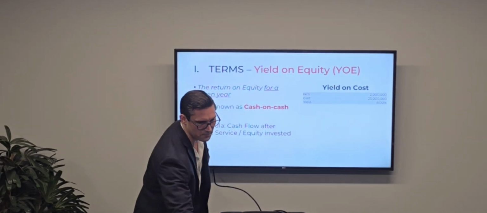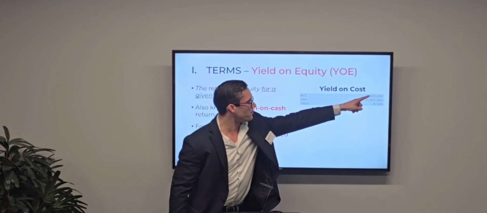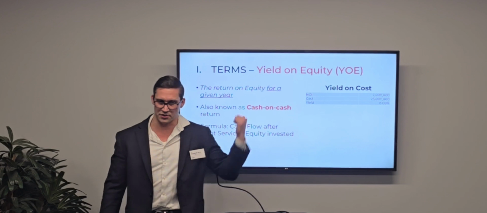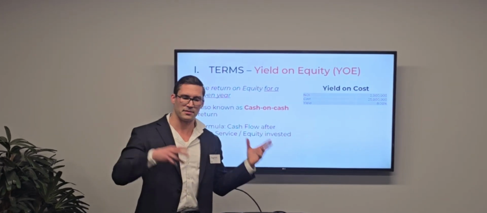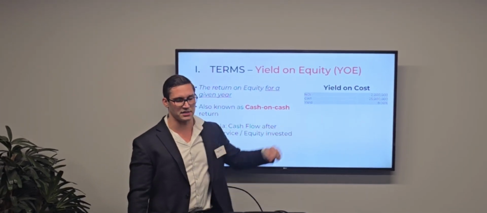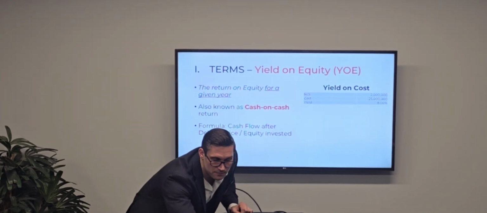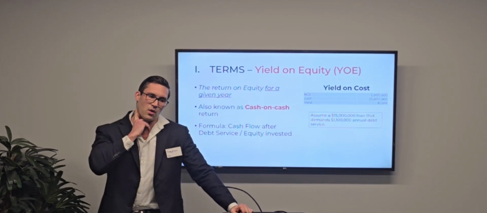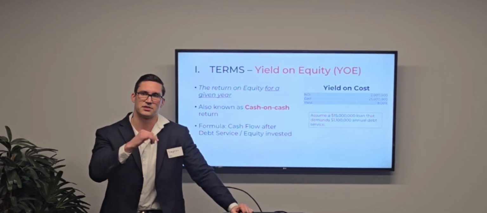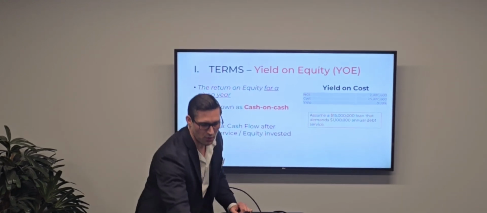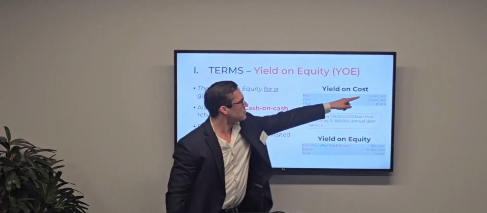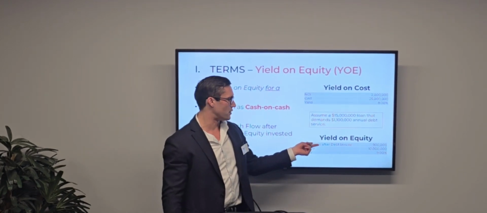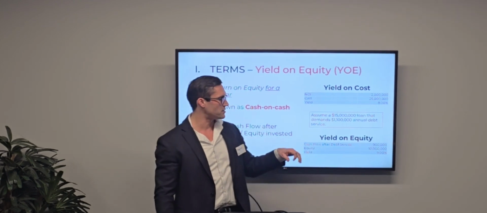Here's the example. Yield on cost is NOI divided by the cost, and the yield on cost in this case is 8%. We just saw that in the prior example. The seller, when they sell the building, their yield on cost is 8%. But let's assume a $15 million loan that demands $1.1 million in annual debt service, that's principal and interest. What we do is we take our NOI, we subtract 1.1 million, and so what's left over is cash flow after debt service, and that's 900,000 in this case.